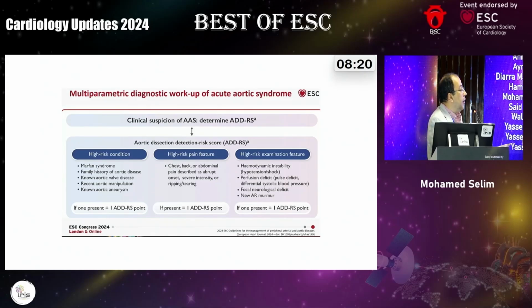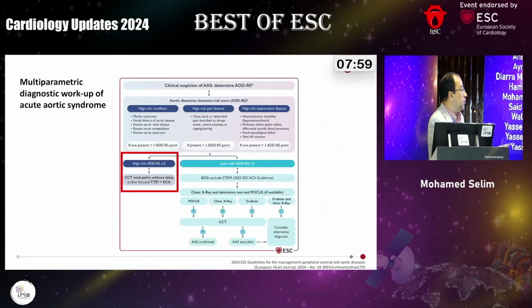And the third is high-risk examination features, like hemodynamic instability associated with the sudden development of pain, perfusion deficit like pulse deficit, differential systolic blood pressure between the two arms, focal neurological deficit, or a new murmur suggestive of acute aortic regurgitation. If the score is 2 or more, it is recommended to do ECG-gated CT from the neck to pelvis without any delay, in addition to a focused transthoracic echo rapid examination.